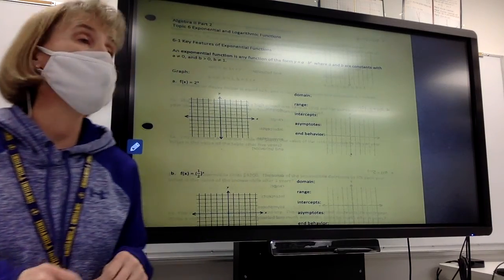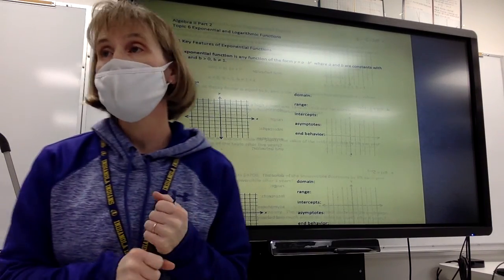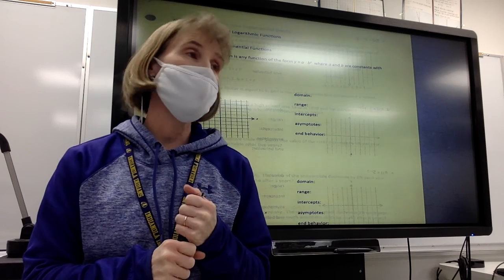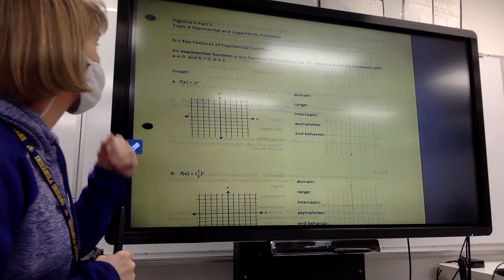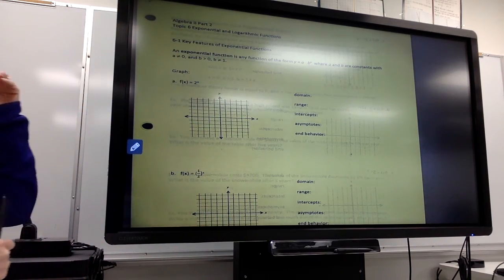So this is the start of topic 6, and topic 6 is all about exponential and logarithmic functions. Okay, we're going to start out just looking at what an exponential function looks like.